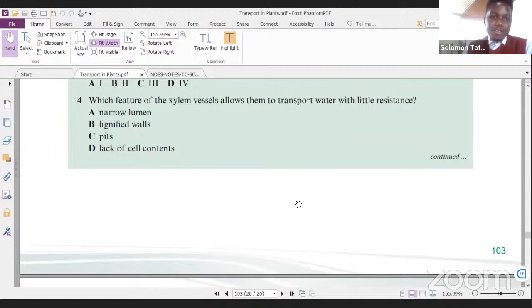We're going to stop at number 5. So this is our second last question. I don't want to overwhelm you with a lot of information. So 2 hours are enough. So our second last question says, which feature of the xylem vessels allows them to transport water with little resistance? We have looked at this one before. Who would love to answer? Part A says narrow lumen. Part B, lignified walls. Part C, pits. Part D, lack of cell contents. What is the answer and why?